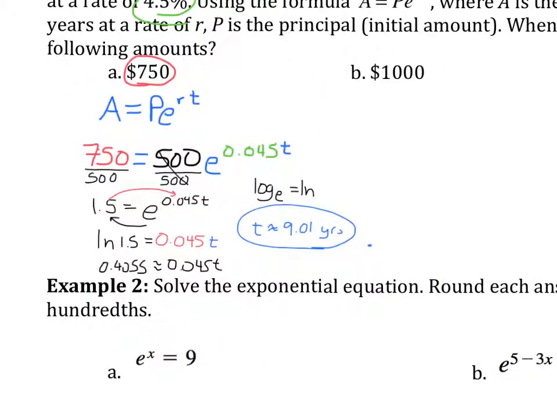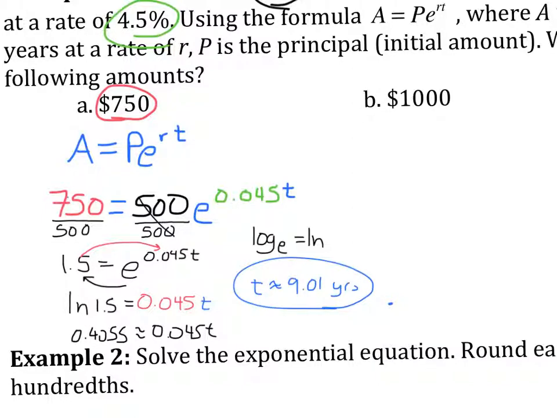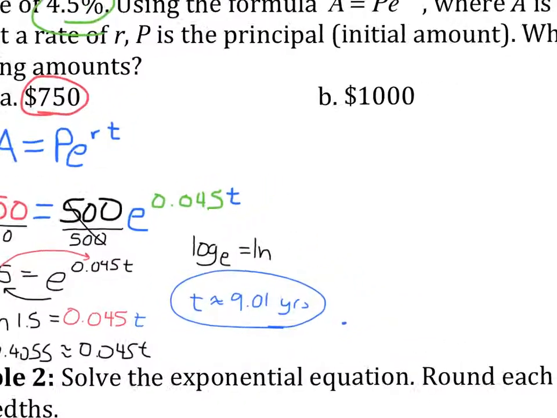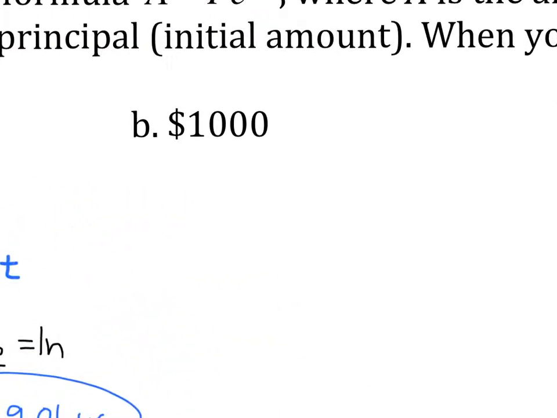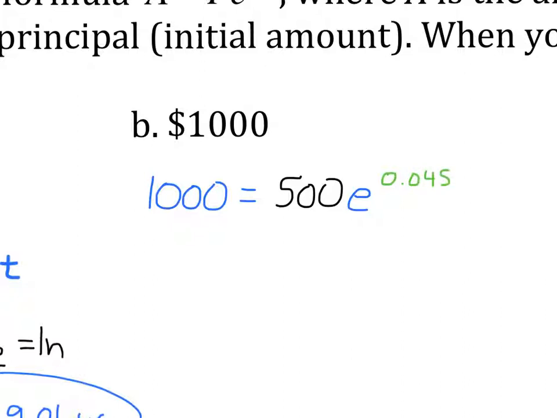What about 1,000? Now, maybe your instinct says, well, I earned 250 in 9 years, so maybe I need to double that, so it's 18 years before I get to double the other one. However, that's actually not going to be the case. So in this case, my amount is going to be 1,000. So A equals 1,000. My principal is still 500. Then I have e to the r, and r is still the same, 0.045, and t is still t for time.